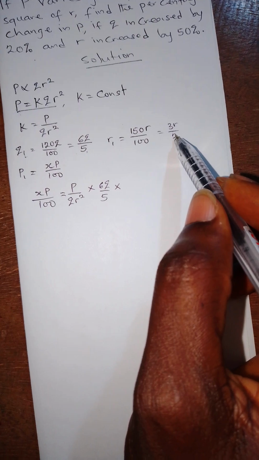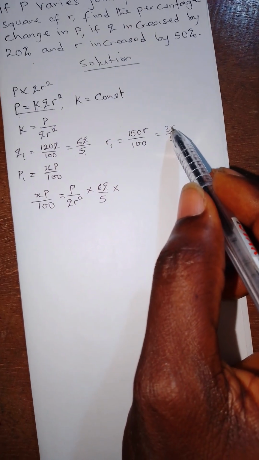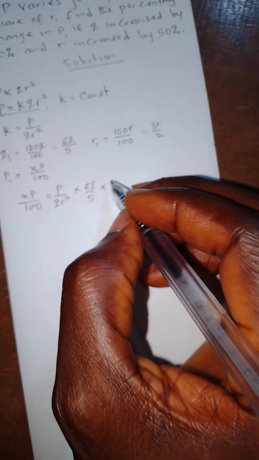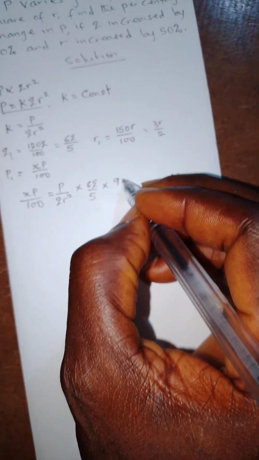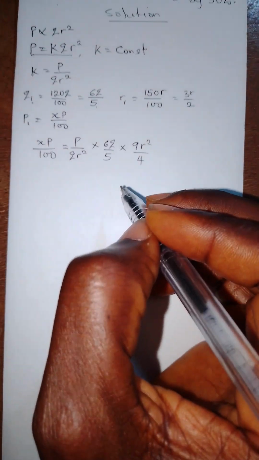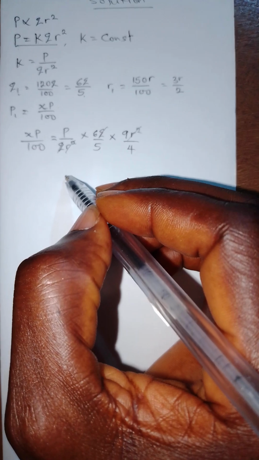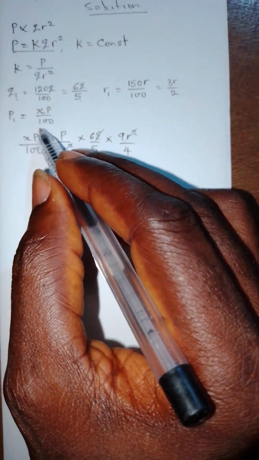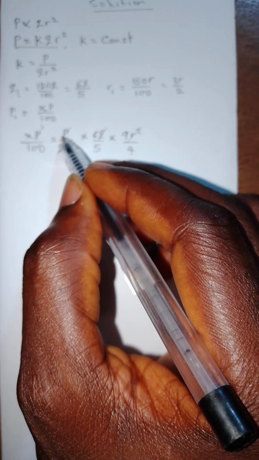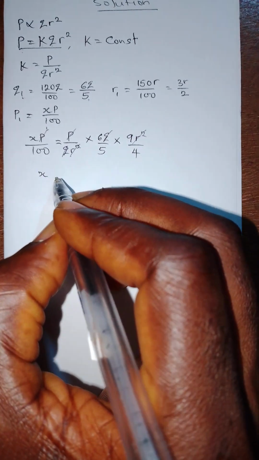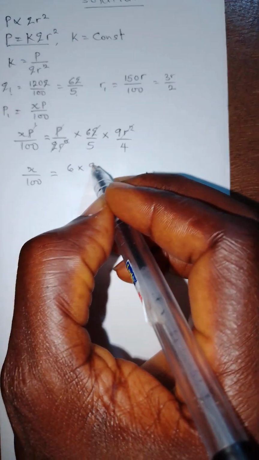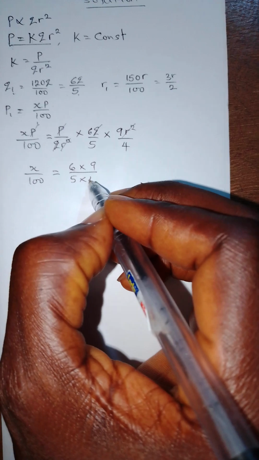So that means we are squaring the value of R here. So you square 3, square R, and also square 2. So that's going to be 9R square over 4. Okay, so now from here we can simplify. Now Q cancels Q here, R square will cancel R square. So when you divide both sides by P, P will cancel P. So we'll be left with X over 100 equals 6 times 9 over 5 times 4.